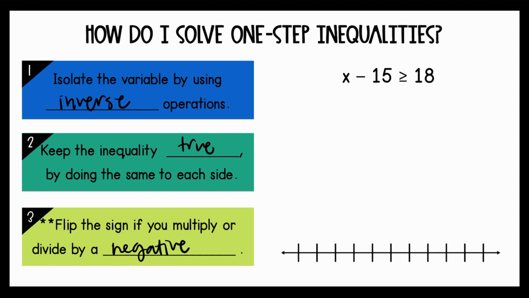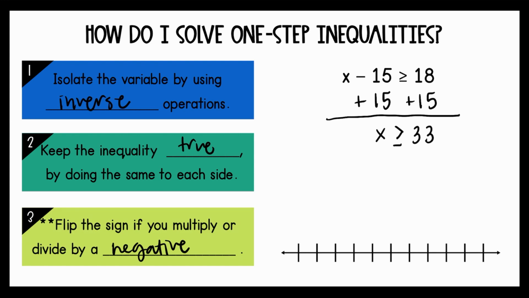We have x minus 15 is greater than or equal to 18. So just like equations, we're going to isolate x. What we do to one side, we're going to do to the other. I have x is greater than or equal to, and then 18 plus 15 is going to give me 33.